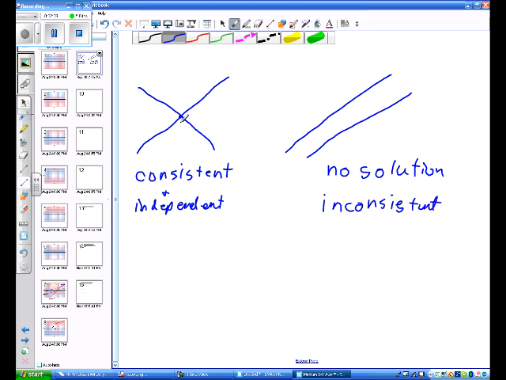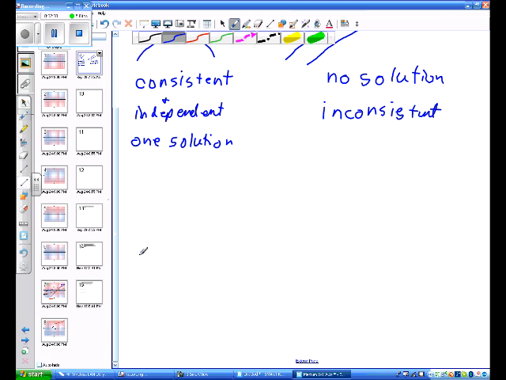So you can have a system that is consistent and independent. It has one solution. You can have a system that's inconsistent. There are no solutions. Or another possibility is that you can have a system where you have a line. You can have another equation, but it graphs to be the same line. So those two lines are right on top of each other, which means this has an infinite number of solutions, because every point on the line will make both equations true.